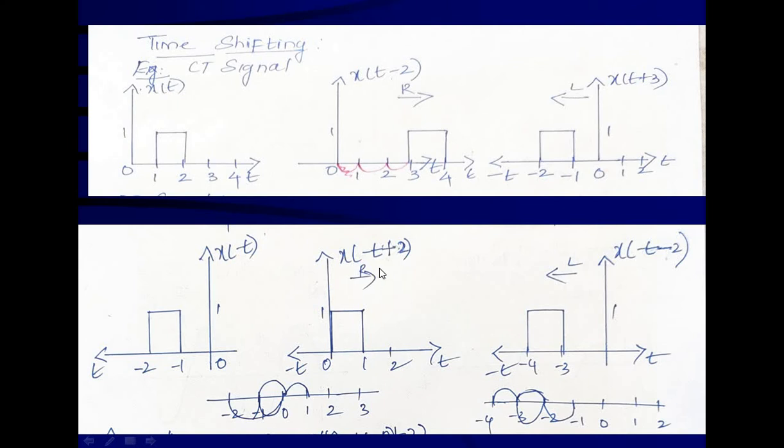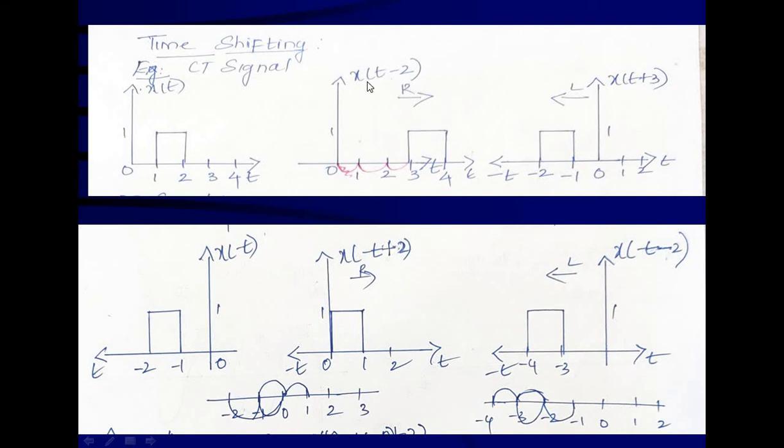Let us have one more example here. We have created x of t minus 2 and x of t plus 3. Similarly, let us see how to create x of minus t plus 2 and x of minus t minus 2. So what we'll have to note down here is, initially the signal was x of t, and from this particular signal we have created x of t minus 2 and x of t plus 3.